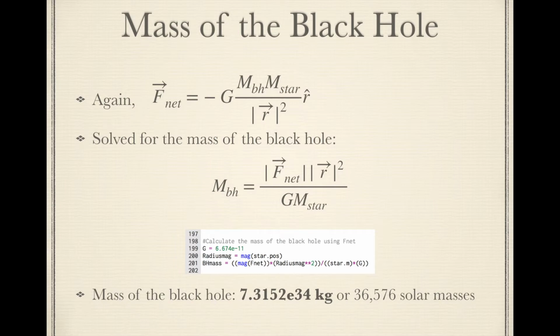Through this process, I found the mass of the black hole to be 7.3152 times 10 to the 34th kilograms, or 36,576 times the mass of the Sun. Typically, black holes range from 1 to tens of millions of solar masses, so I feel that this value is within the range of acceptable results.